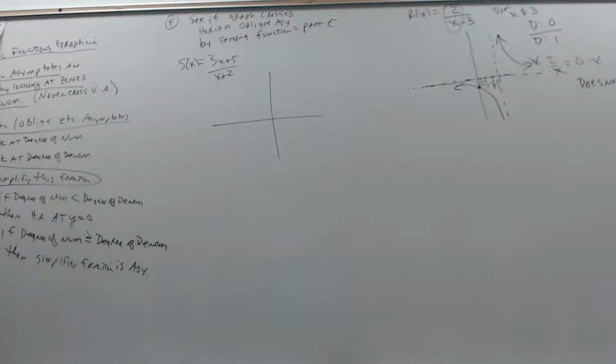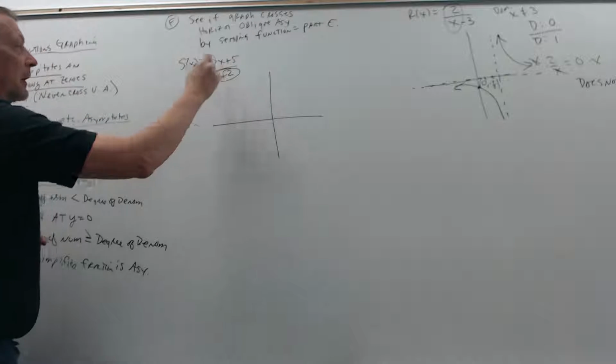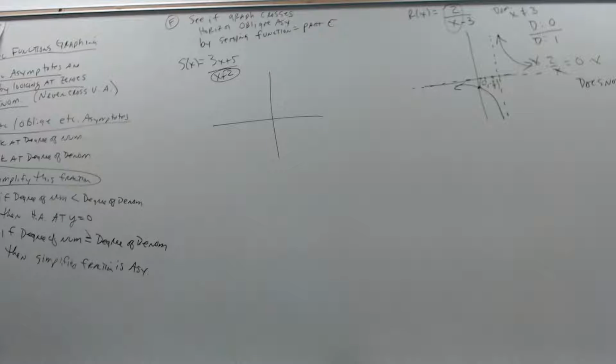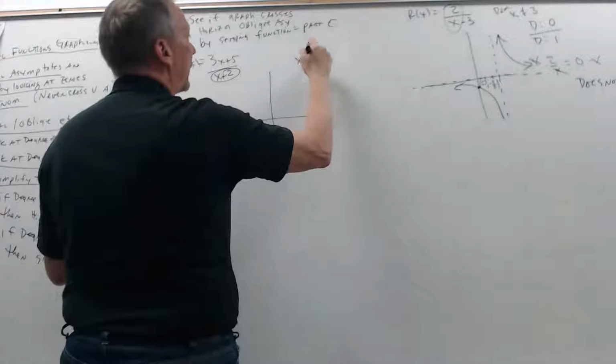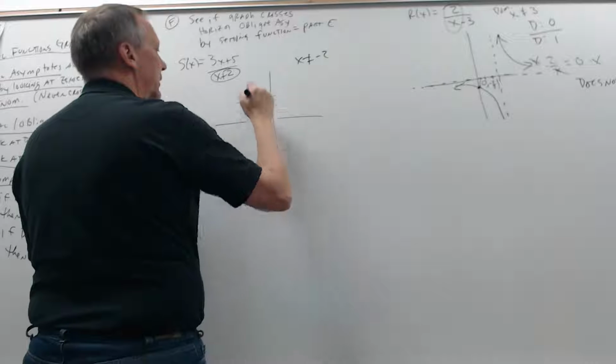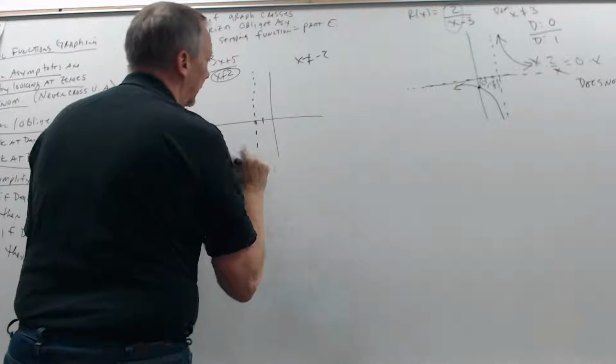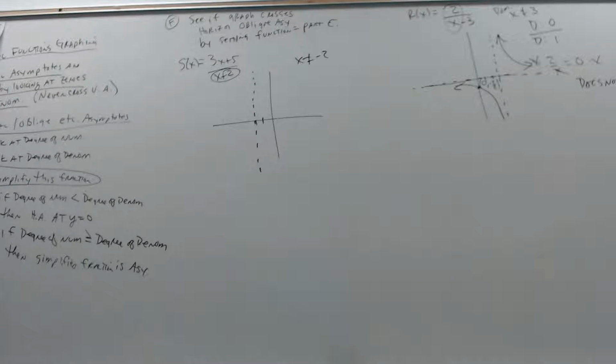Is that when you said the bottom equals 0? It's always the denominator is the bottom, right? Right, so x plus 2 is equal to 0, so x is equal to negative 2. X cannot equal negative 2. Okay, so I clearly know I've got a vertical asymptote there.